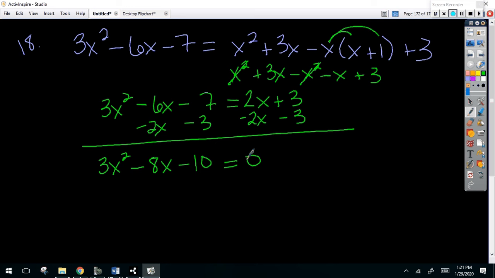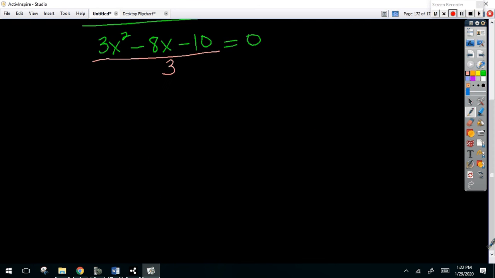All right, so step 1 done. It's a lot of work for step 1. What's step 2 say? Divide everything by the leading coefficient. Now, if you don't have a leading coefficient, you skip that step. Do I have a leading coefficient? Unfortunately, I do. And it's a terrible leading coefficient because it's a 3. None of these numbers are divisible by 3 except for the first one, which means I'm going to have a whole lot of fractions. All right, so I got x squared minus 8 over 3x minus 10 over 3.